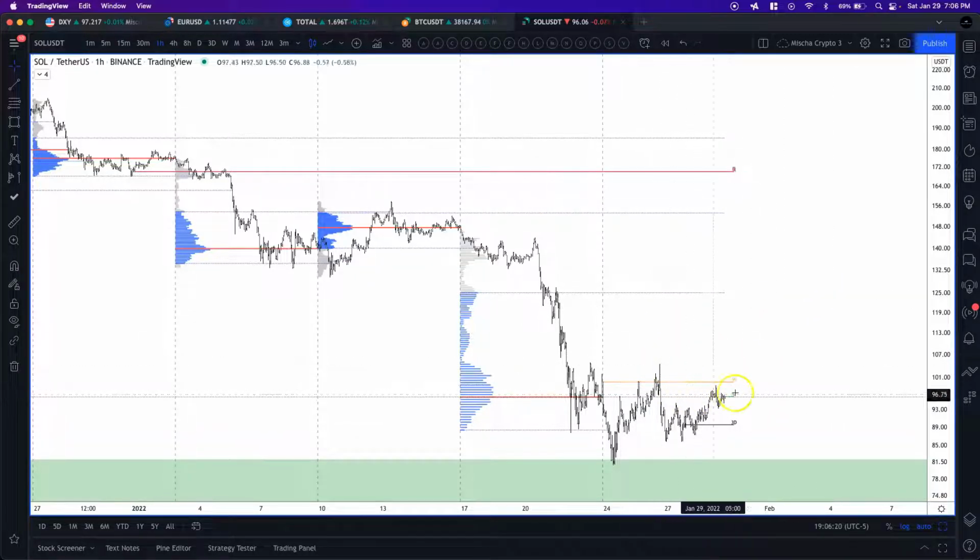So these are the levels that we're going to be paying attention to. And this is what's going to guide us in figuring out whether or not Solana is going to bottom out from here. As long as we can stay above this area and keep breaking value area highs, we're definitely headed towards the upside on Solana.